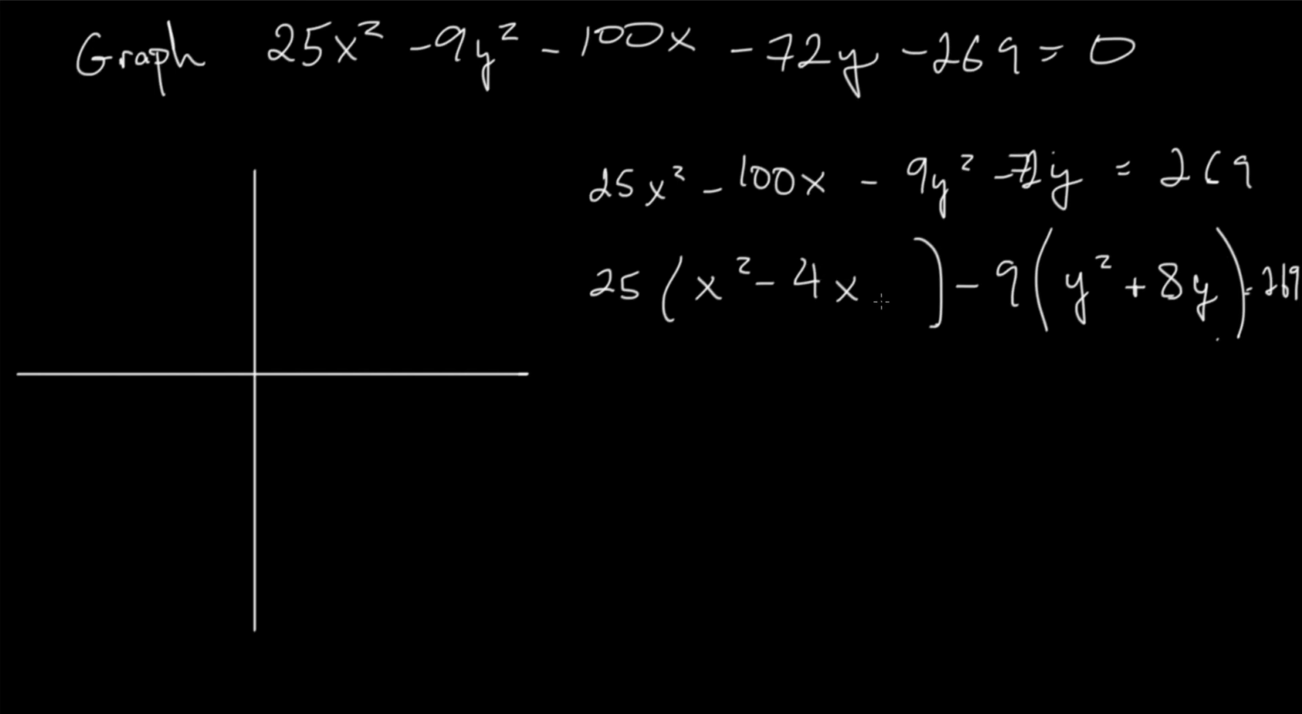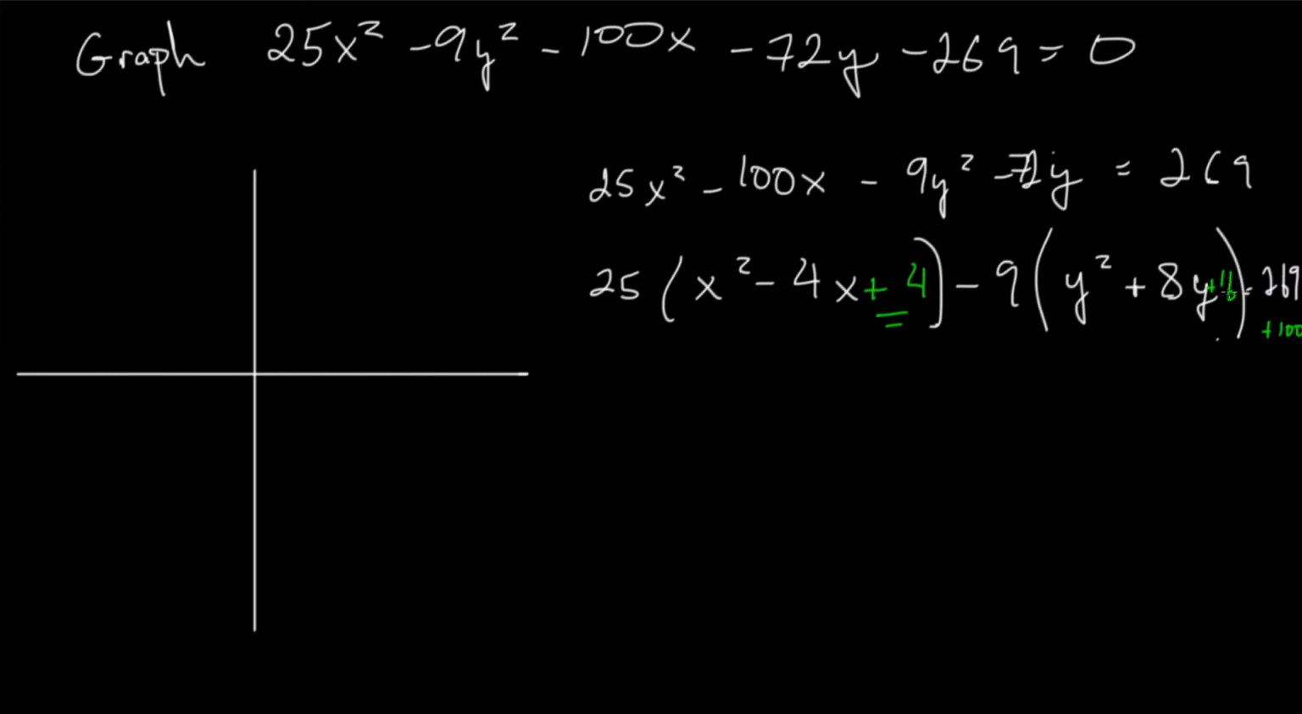Cool. All right, so what do I need to add here? I need to add b divided by 2 squared. So 4 divided by 2, 2 squared, 4. I need to add a 4 there. All right. I have added to the left-hand side of this equation, so I need to add to the right-hand side. How much have I added? Not 4, but 25 times 4. So I've added 100 to the left-hand side, so I need to add 100 to the right-hand side. Over here, 8 divided by 2 is 4, squared is 16.